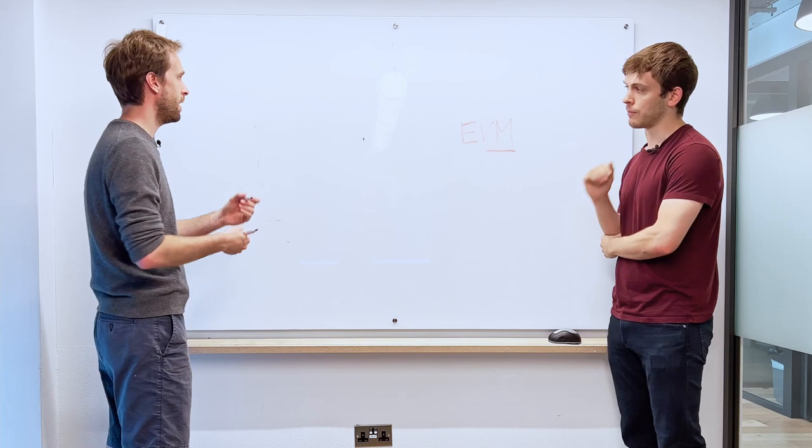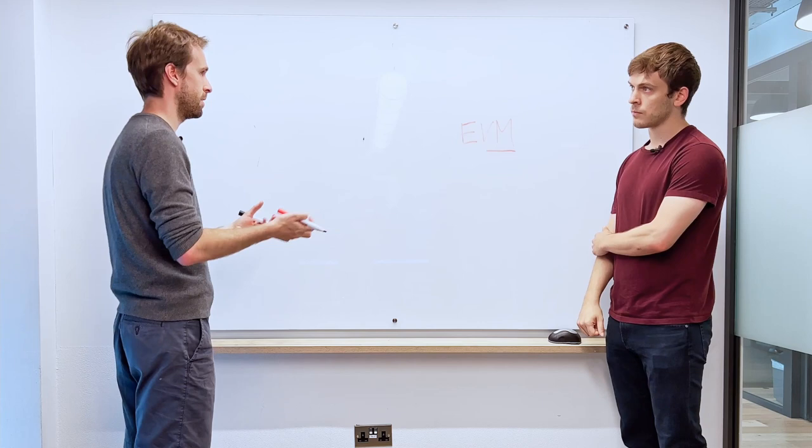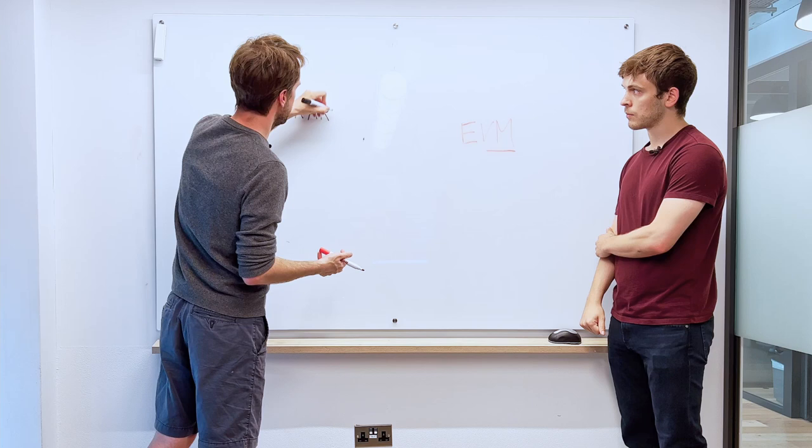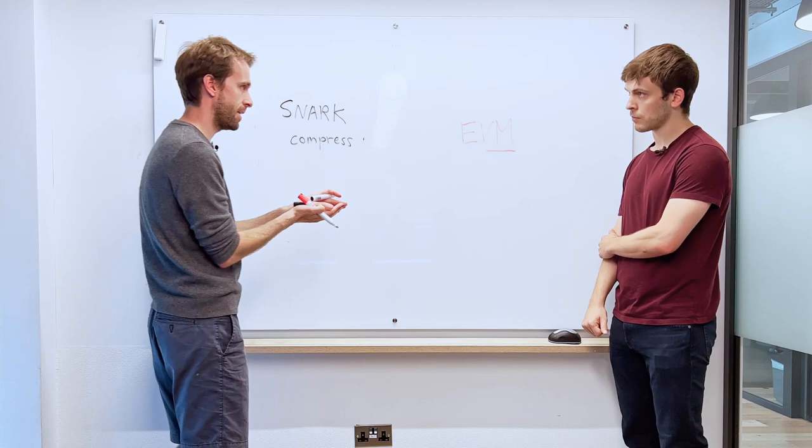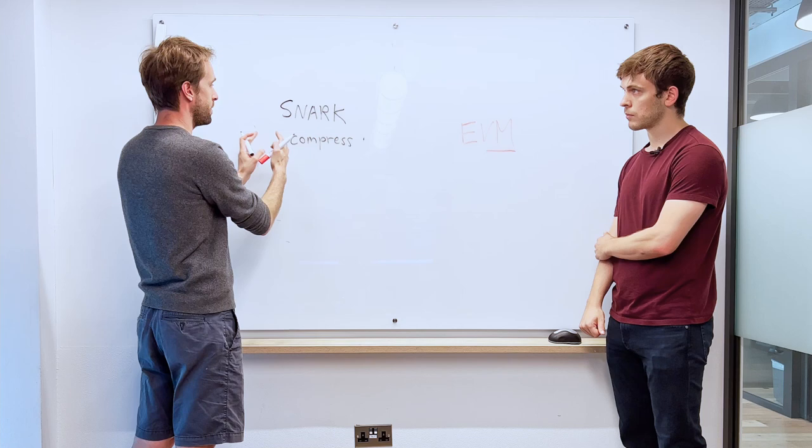Exactly. Succinct. Okay. So you have two kind of tools at your disposition. One of the tools is a SNARK, and that's extremely expensive relative to the other thing. And basically what it gives you is compression. You can compress into something which is absolutely tiny to verify. But you want to feed as little work as possible to this compressor.